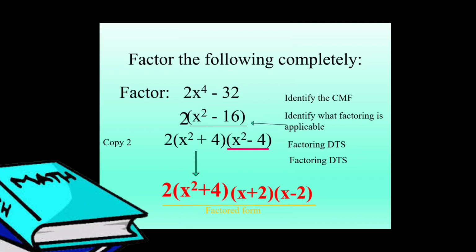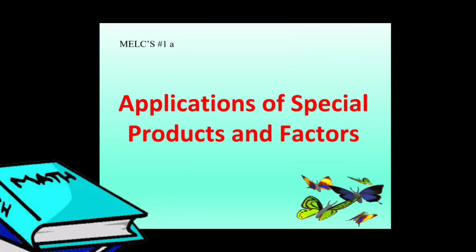So just copy 2 and then x squared plus 4 is not factorable, so we just only need to copy it, and x squared minus 4 is still factorable, and we need to identify the factoring, and that is factoring difference of two squares. That's why we come up with x plus 2 times the quantity of x minus 2.